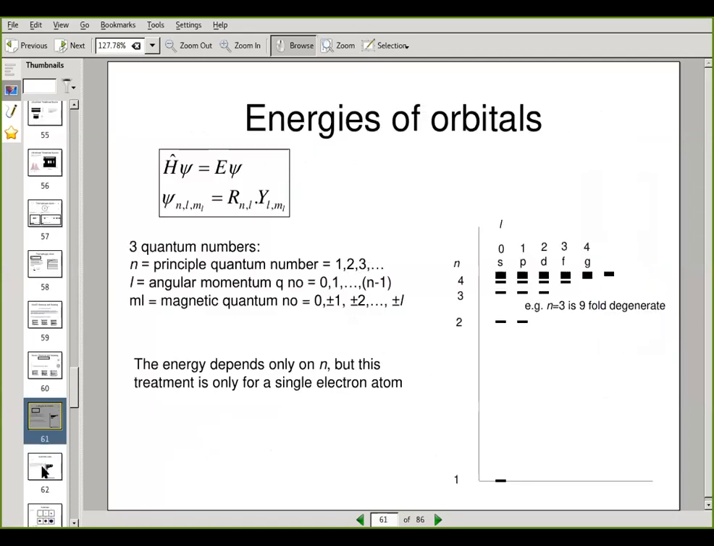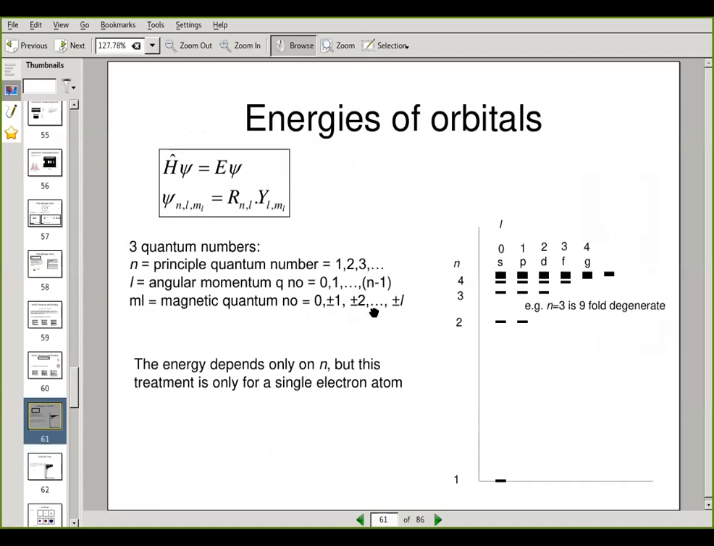So just note that from the solution, you have this radial and the angular parts to the wave function. And of course, there are three quantum numbers that you're already familiar with. N is the principal quantum number, and the energy is dependent on that. The energy is not dependent on the others. And then you've got the angular momentum quantum number and the magnetic quantum number.